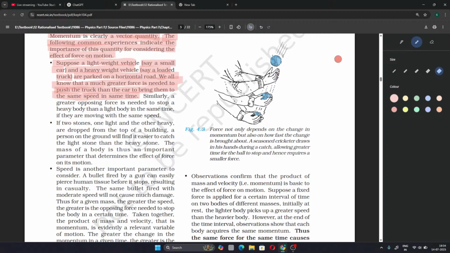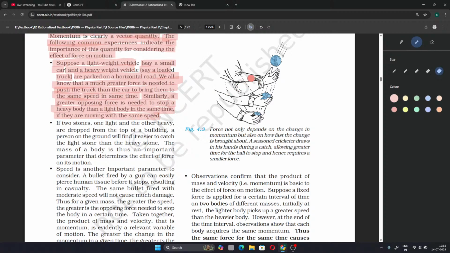Basically, we intuitively know that when there is a trolley and a loaded truck, we can push the trolley easily compared to the truck. For bringing them to the same speed, we need to apply much more force for the truck compared to the trolley or the small car. Similarly, a greater opposing force is needed to stop a heavier body than a light body in the same time if they are moving with the same speed.